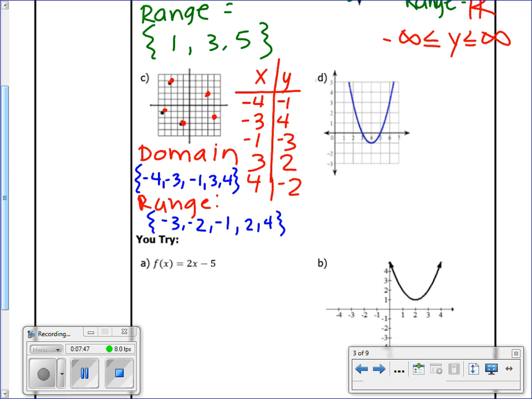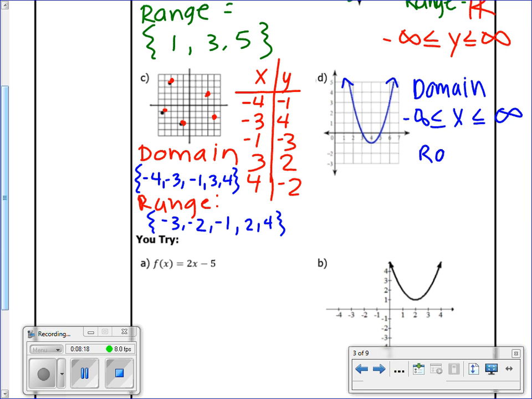Now for letter D, you have your quadratic here. First things first is your domain. How far left and how far right does it go? This quadratic has arrows at the top of it, meaning it will go on forever and ever in both directions. When it's going on forever in both directions, your domain will be negative infinity less than or equal to x less than or equal to positive infinity.